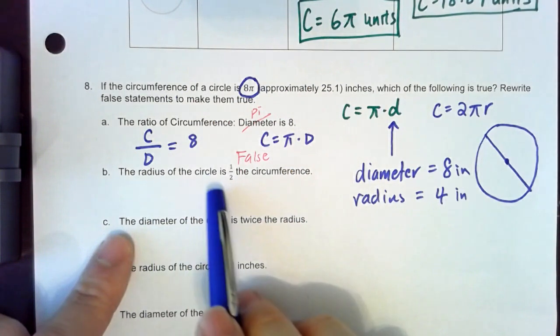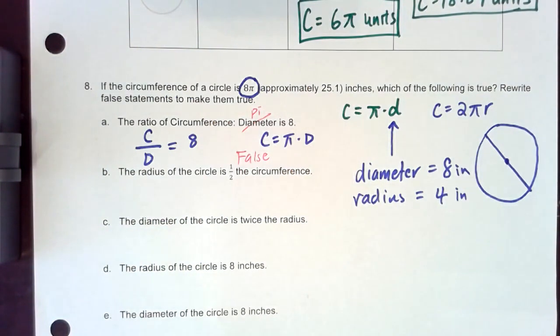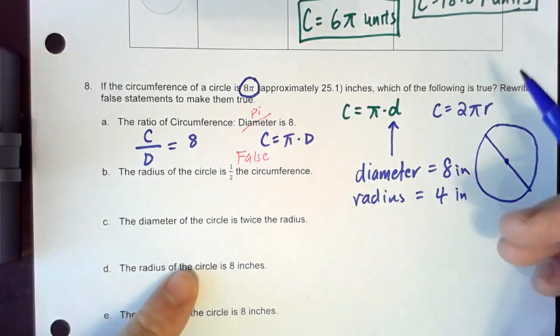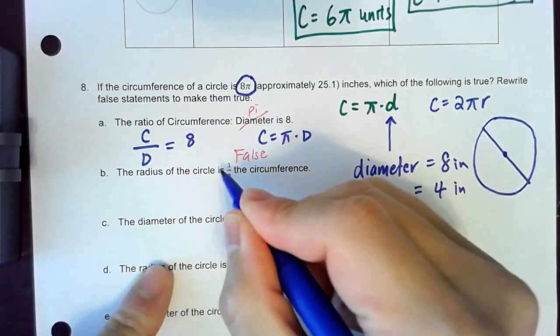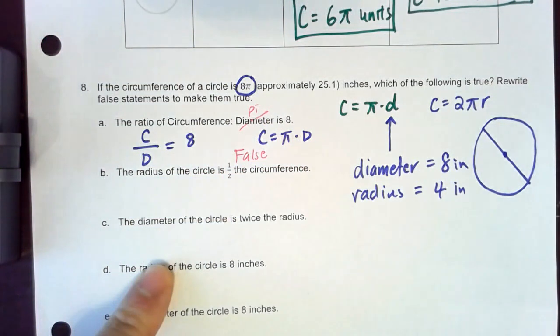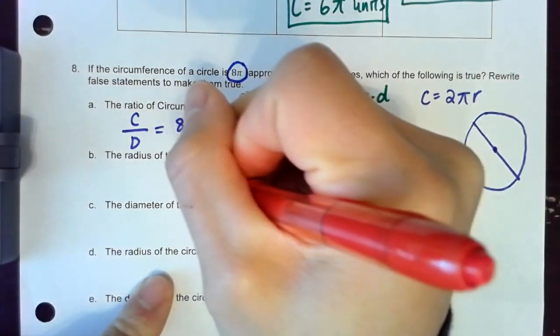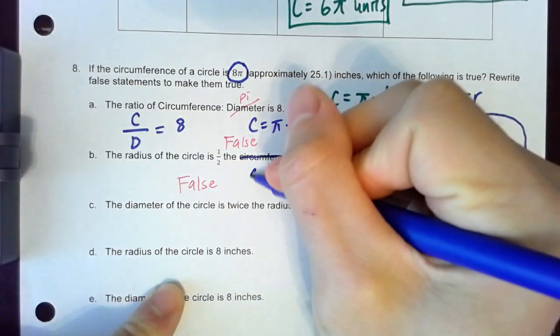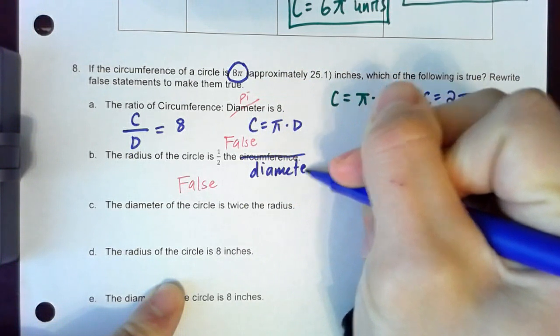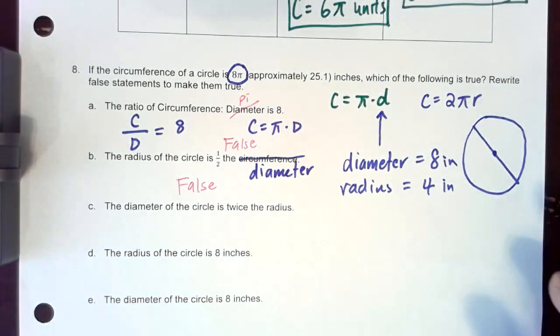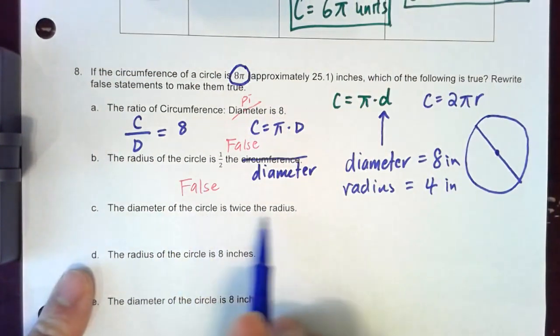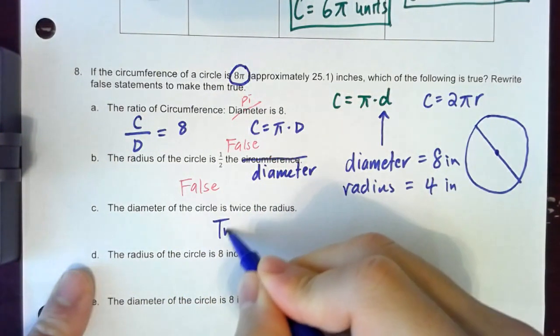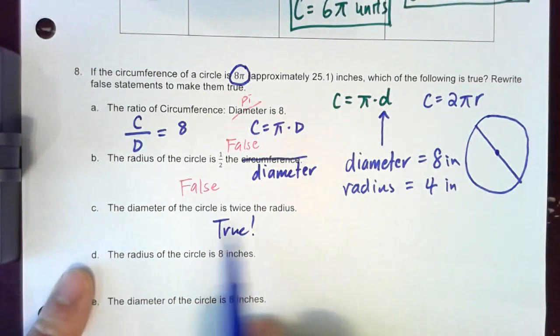The radius of the circle is 1/2 the circumference. What do we think of that, class? Well, actually, the radius is not half of the circumference. This is also false. The radius is actually half of the diameter. Okay? The diameter of the circle is twice the radius. True. The diameter of a circle is twice the radius.